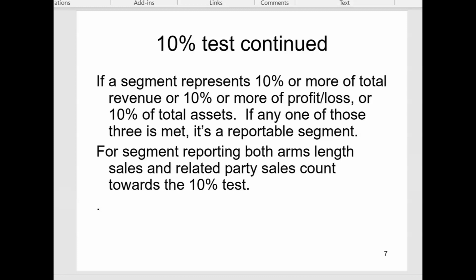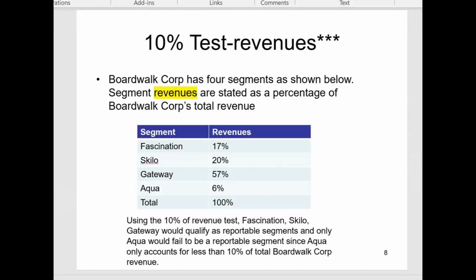How will that likely be tested? So here's the 10% test with regard to revenue. Boardwalk Corp has 4 segments as shown below. Segment revenues are stated here as a percentage of Boardwalk Corp's total revenue, so it adds up to 100%. And you can see that 3 out of the 4 segments contribute more than 10% to the total of Boardwalk Corp sales. Fascination contributes 17% of revenue, Skillo 20%, Gateway 57%. Only Aqua doesn't meet the 10% revenue test, right?